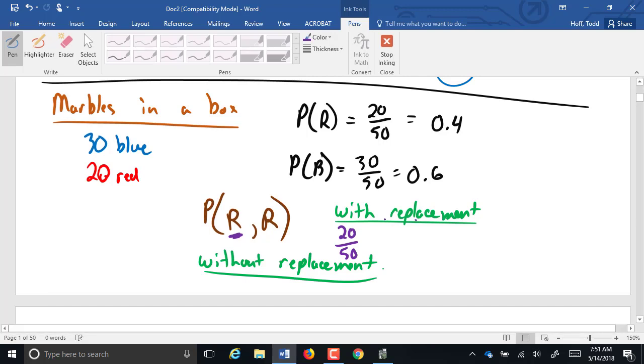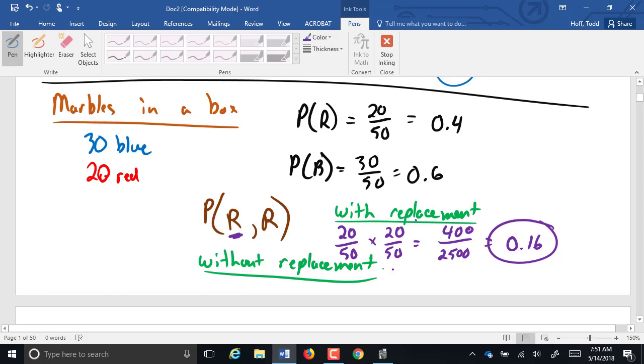With replacement means I put the first marble back in, I mix them up again, and then I draw it out. If the first marble is red and I put it back, what's the probability the second marble will be red? Still 20 out of 50. So that ends up being 400 out of 2,500, or 0.16.